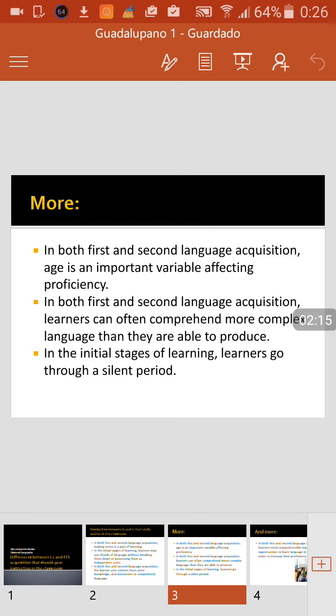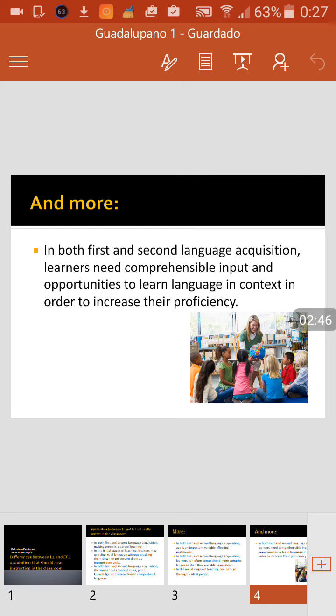In both first and second language acquisition, learners can often comprehend more complex language than the one they can actually use. But what we need to remember is that language has to be comprehensible. Comprehensible input is absolutely necessary for young learners to learn the language. And we also said that in the initial stages of learning, learners seem to go through this silent period where they are not very active, but actually it's not a passive role at all.